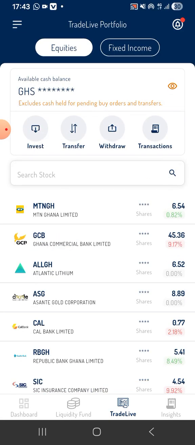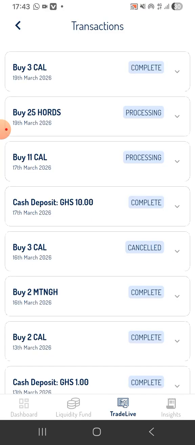They are not the same options. You can invest, as we said, by making the deposit. You can transfer either from IC Liquidity Fund to Trade Life, or from Trade Life to IC Liquidity Fund, and then you can withdraw it directly to your bank account or your mobile money. Then when you click on transactions, you can see all the transactions here.